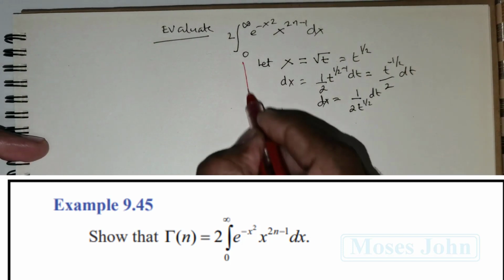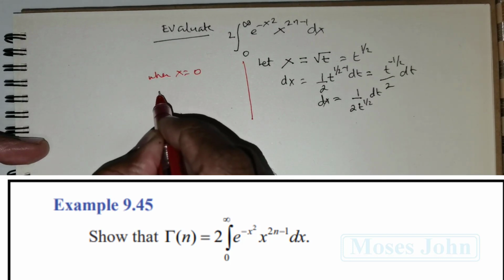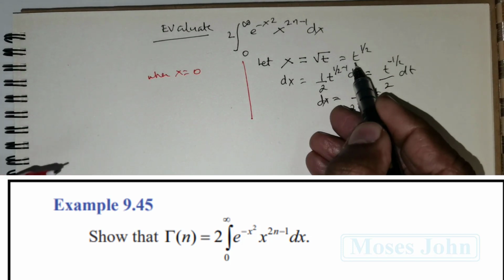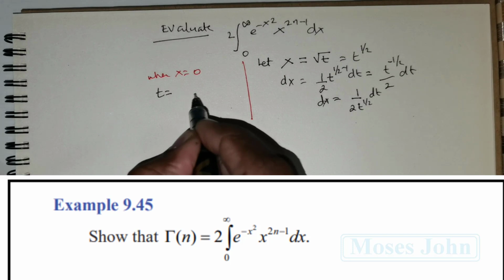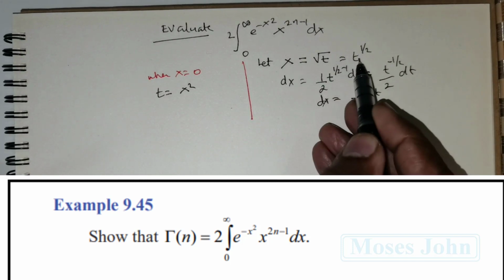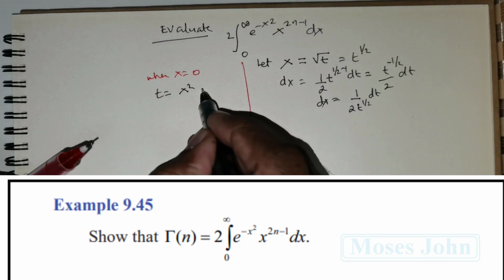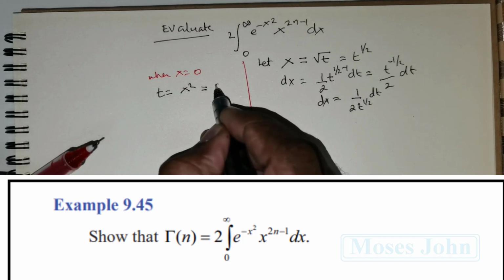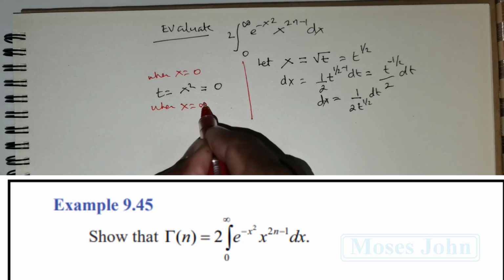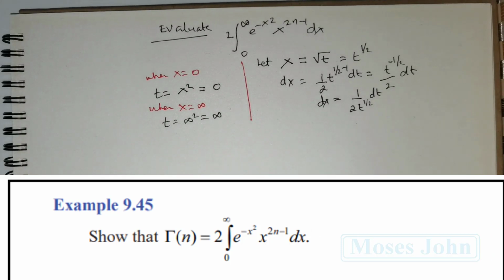Now you can change the limits. Since t is equal to x squared, if you square both sides of x equals root t, you get t on the right and x squared on the left. So when x is equal to 0, this would mean t is equal to 0. And similarly, when x is equal to infinity, t is equal to infinity squared, which is infinity.